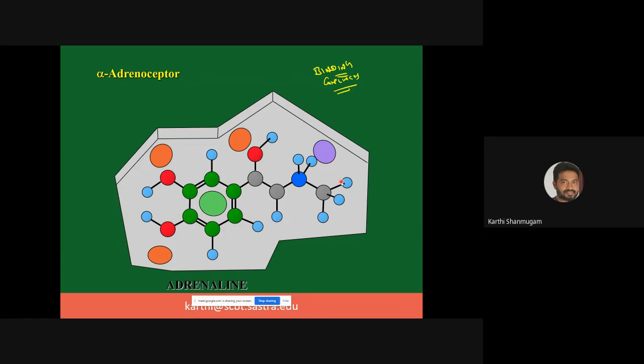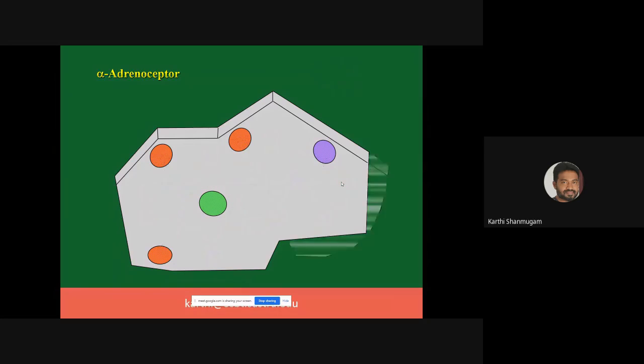You have to keep this image in mind. I am going to show the architecture of the beta receptor, and you have to tell me the difference between the alpha adrenoreceptor and the beta adrenoreceptor. Do you find any difference between the alpha receptor and the beta receptor? Again, this is the alpha receptor, and the one I show in this image is the beta receptor. Do you find any difference in the architecture of the binding site of the protein molecule?